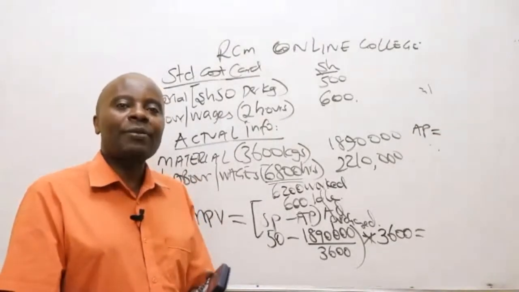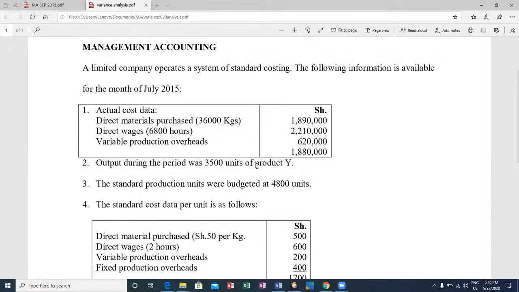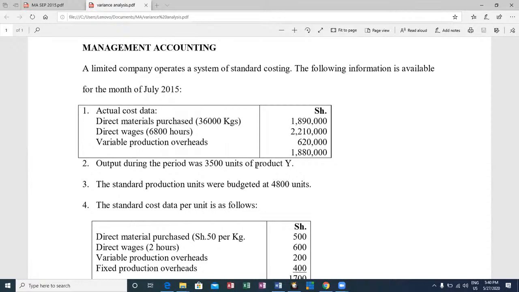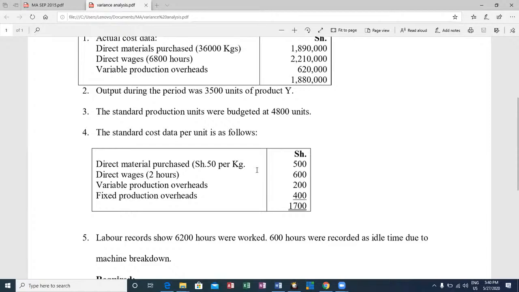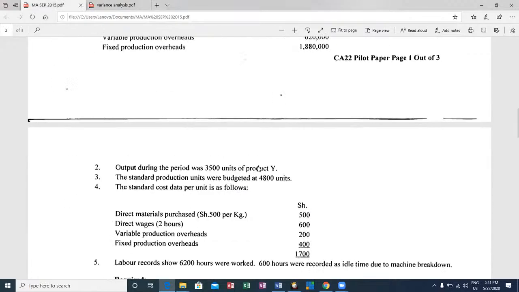And that is why some students who have the past paper have been able to tell us here that this is supposed to be shillings 500. I'm being told it's supposed to be shillings 500. The students who have this past paper, do we have 500 here, somebody? Is it 500 or 50?